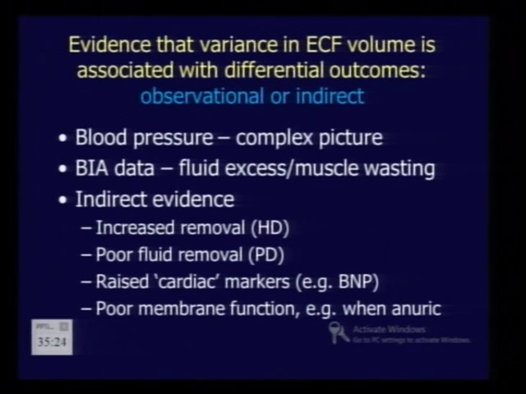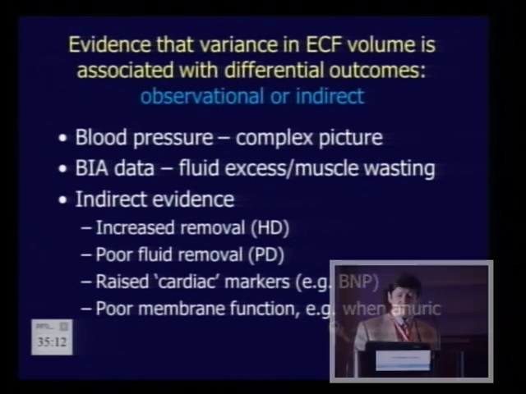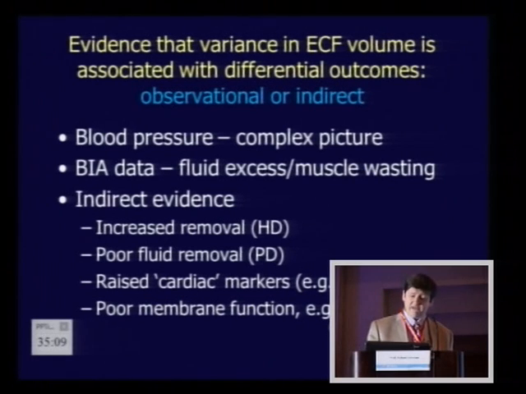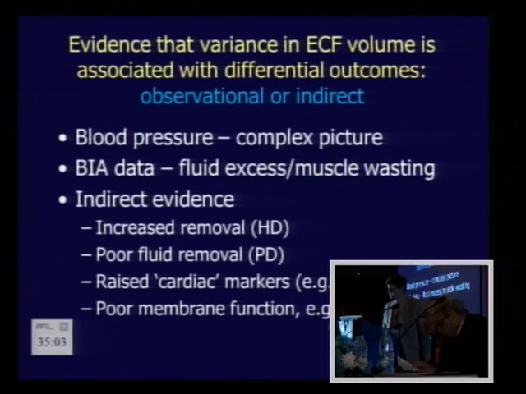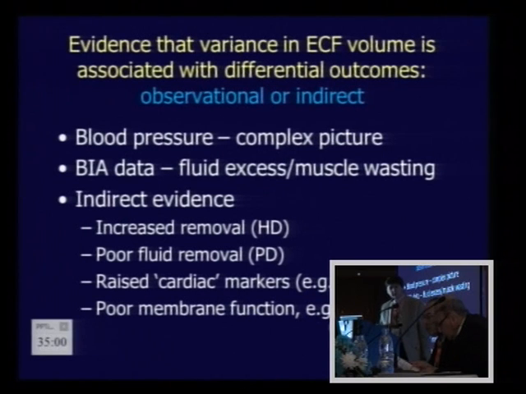And the sort of evidence we have is, of course, blood pressure. So high blood pressure potentially is a problem, but that's a complex picture, as I'll show you. Bioimpedance data. Bioimpedance can be used to assess the fluid status of individuals. It's good at particularly picking up evidence of tissue fluid, and it also picks up the other problem which these patients get, which is muscle wasting. We have indirect evidence, which I'll talk to you about in a minute, in terms of the fluid removal patterns in hemodialysis and PD patients, and I'll come back to that in the second part of my talk. And of course, we also know that other indirect markers of potentially fluid problems, such as cardiac markers, such as BNP, are associated with worse outcomes.